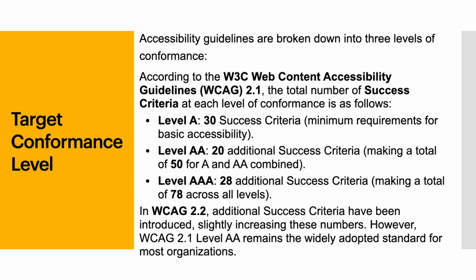Level AAA, which is the advanced level, has 28 additional success criteria. And this is the highest level, offering the best accessibility but often impractical for all content types. So most businesses and government agencies are currently aiming for WCAG 2.1 level A and AA conformance, which includes requirements like color contrast, keyboard navigation, and adaptable content. Meeting these standards helps prevent legal issues and enhances usability for all users.